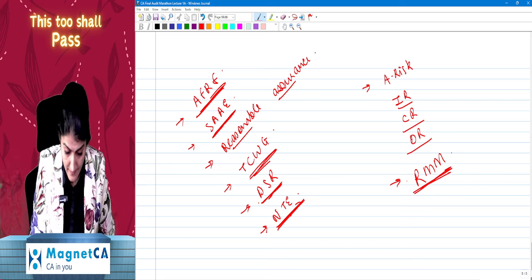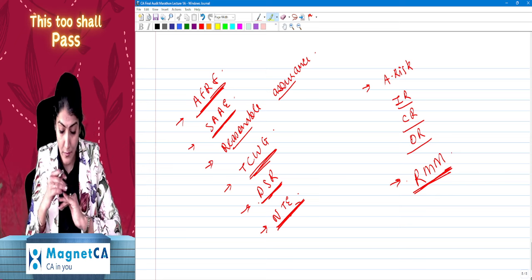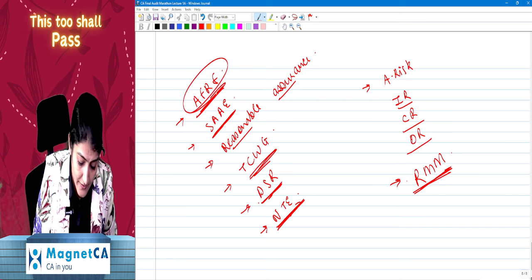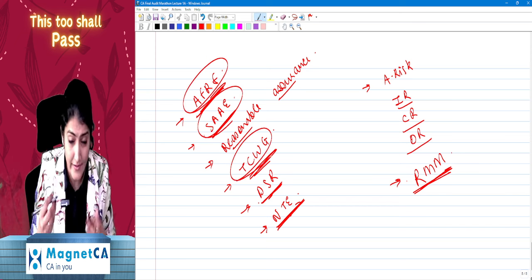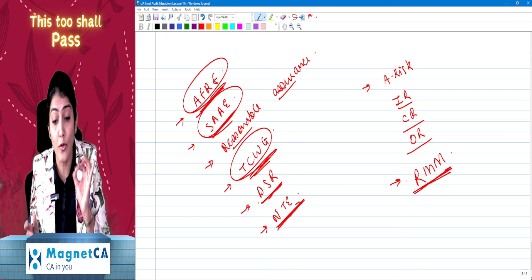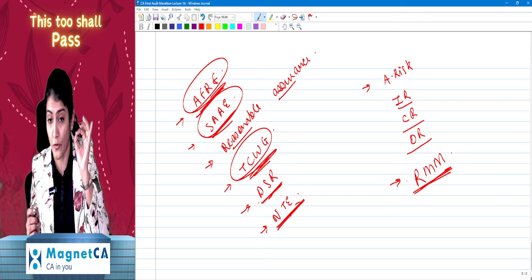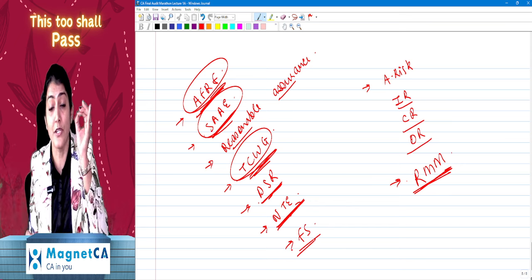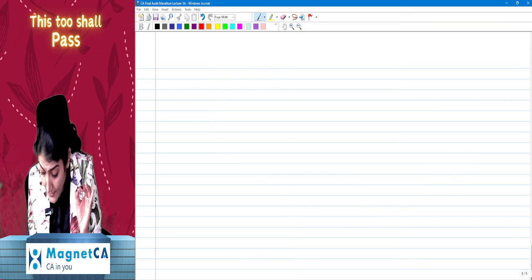Now, obviously, I'll discuss these terms with you, but in the class or in our textbook you will see that we've written AFRF, SAAE, TCWG and so on. In the exams, you are not supposed to use the short form. No writing FS. You have to write down financial statements. So make it a thumb rule.